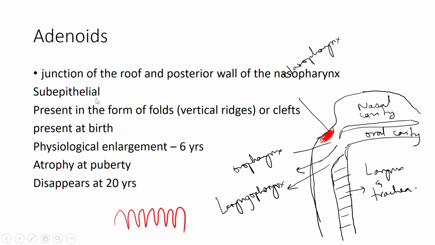So we saw that there are four layers of the nasopharynx. The first one is the mucous membrane, and it is lined by ciliated columnar epithelium. Beneath this layer we have the lymphoid structure, present in the form of folds or vertical ridges, and the spaces in between are called clefts. So this is how your adenoids will be present here. Now, this is usually present at the time of birth, and this increases up to the age of 6 years, and after 6 years it starts reducing in size. So there's atrophy at puberty, and by 20 years of age usually the adenoids disappear. So this is the normal timeline of the adenoids.